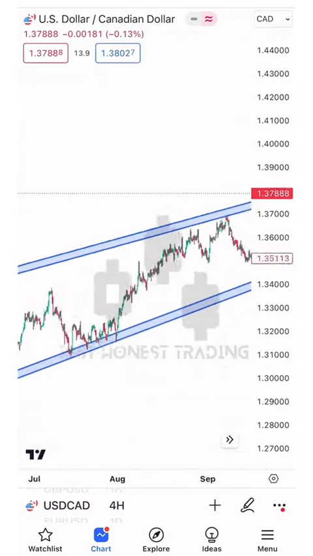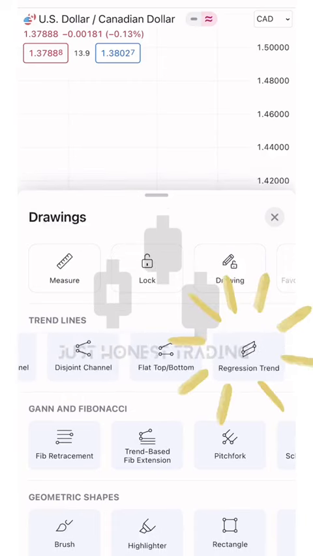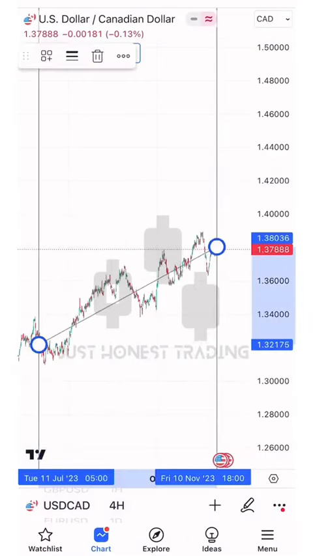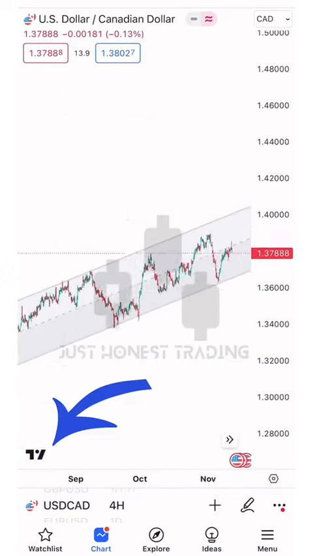The last little tip that I can give you is just use the regression trend tool. This is literally going to do everything I've explained automatically.